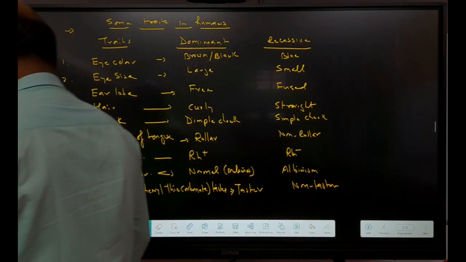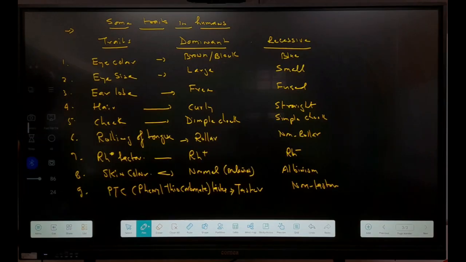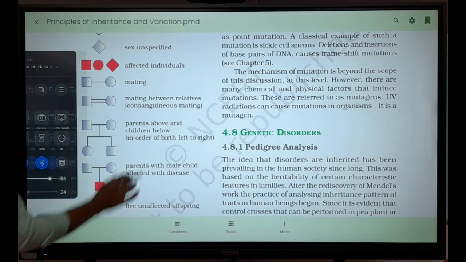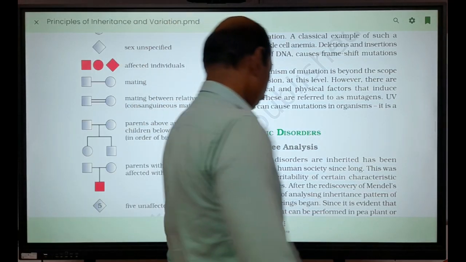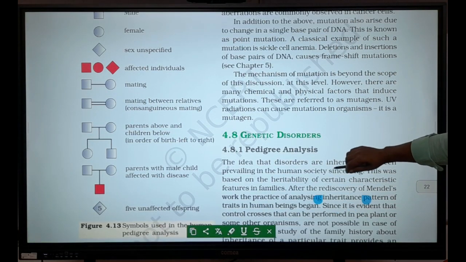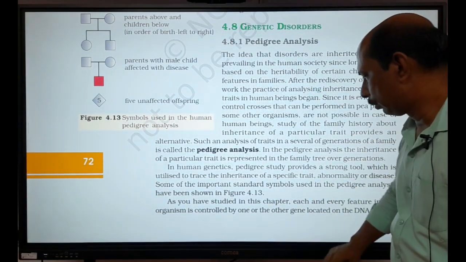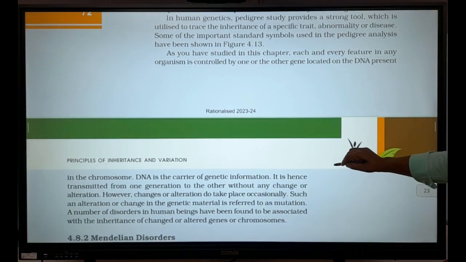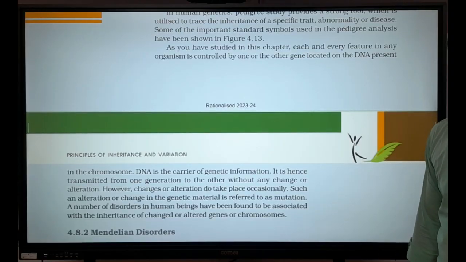Okay, now come to the NCERT. What is given in NCERT? Then we will understand the different symbols which are used in pedigree analysis.